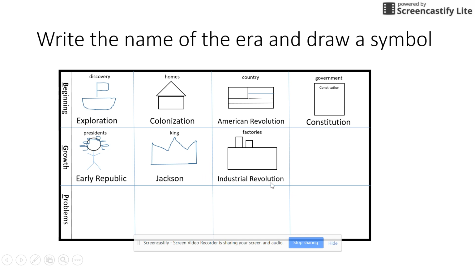Then we have the Industrial Revolution era. And during this era, we built factories and became very wealthy. And then after that was the westward expansion era. And this is where we got more land.